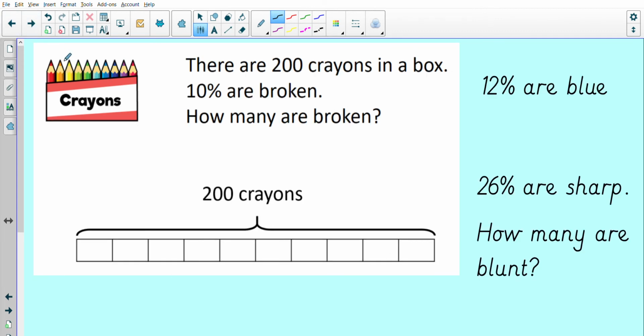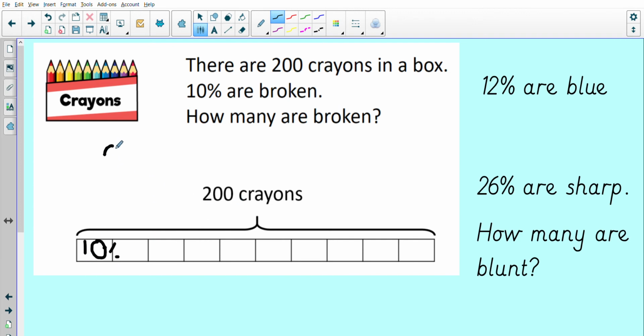Okay. Now I've got 200 crayons in my box. This bar model represents 200. 10% are broken. How many are broken? So again, I've got 10%. If I'm breaking it up into 10 equal pieces, that's worth 10%. That'll be 20, 30, 40, etc. So what is 10% of 200?